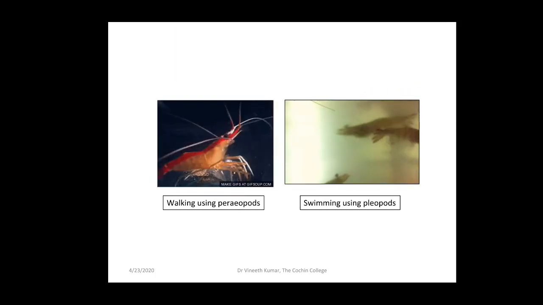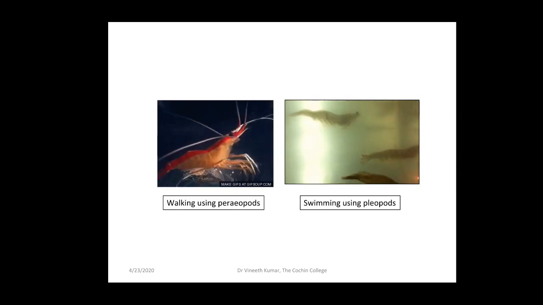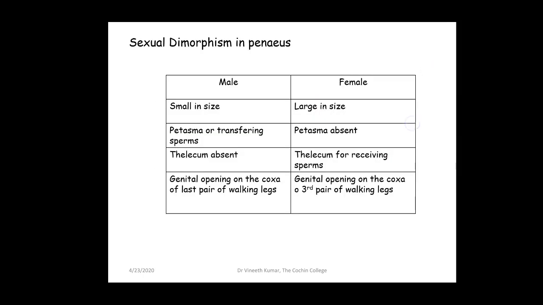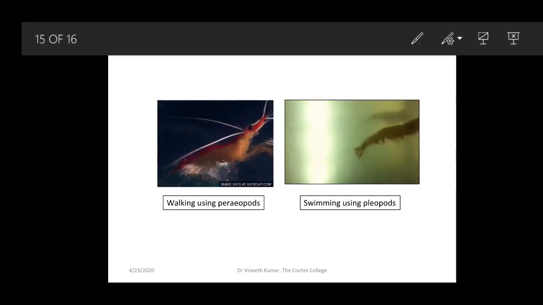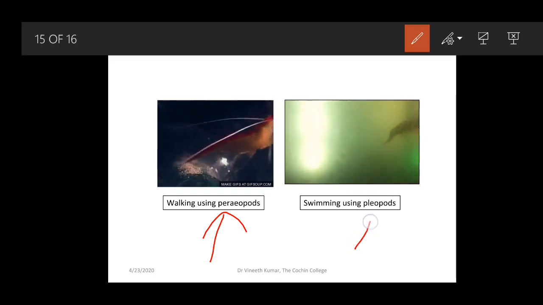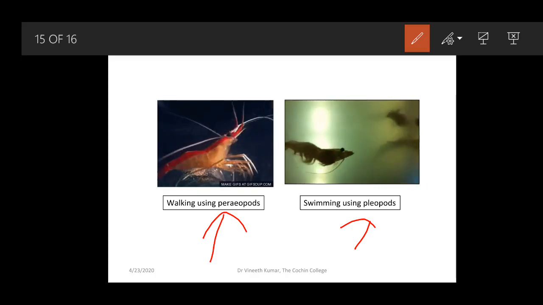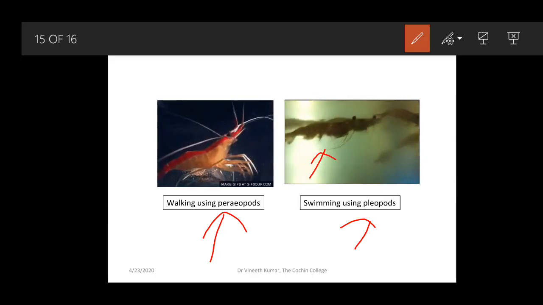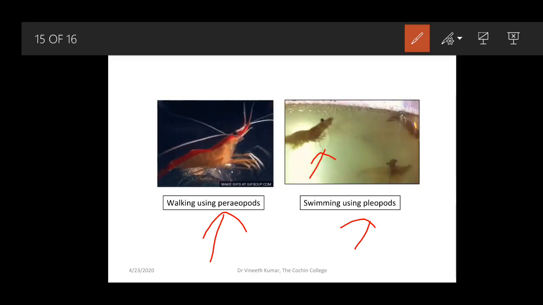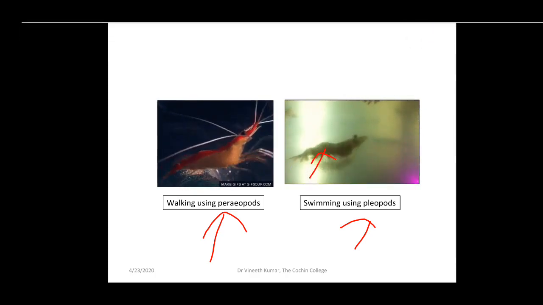Next, you can see these videos. Here you can see that for walking, these organisms use their thoracic legs. And in this one, when they swim, you can see they are using the abdominal appendages for swimming. At that time, the thoracic appendages do not work. So this is regarding their appendages.